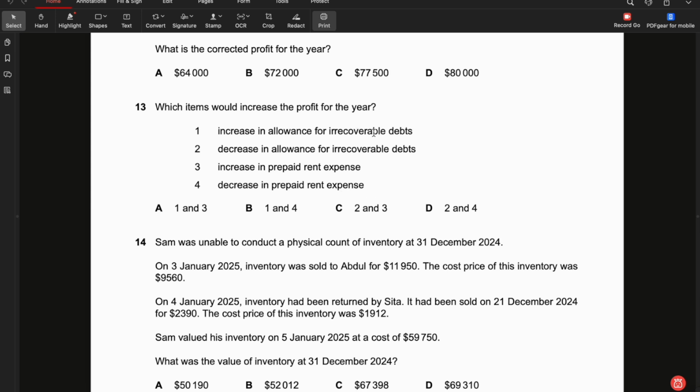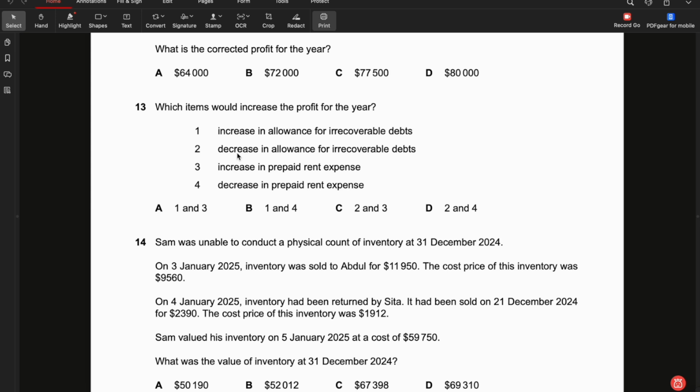So allowance for irrecoverable debt, if it increases, then we need to add more amount to it. Let's say last year we kept aside 2000 rupees as an allowance for irrecoverable debt. Now that amount is increasing from 2000 to 2500 rupees. So this year we need to add 500 more as an allowance for irrecoverable debt. So this will decrease my profit. It is a charge against profit. I deduct it from my profit.